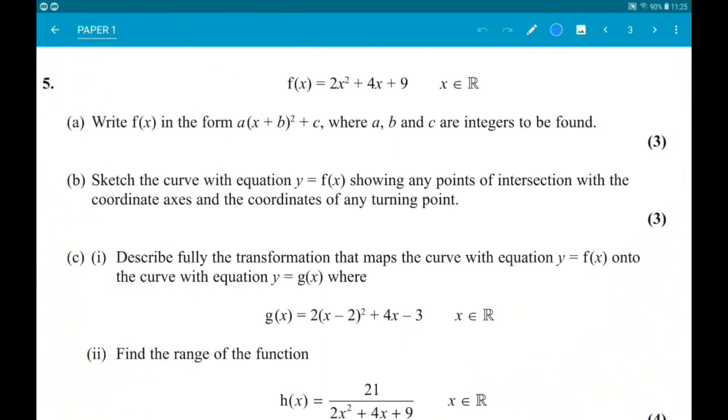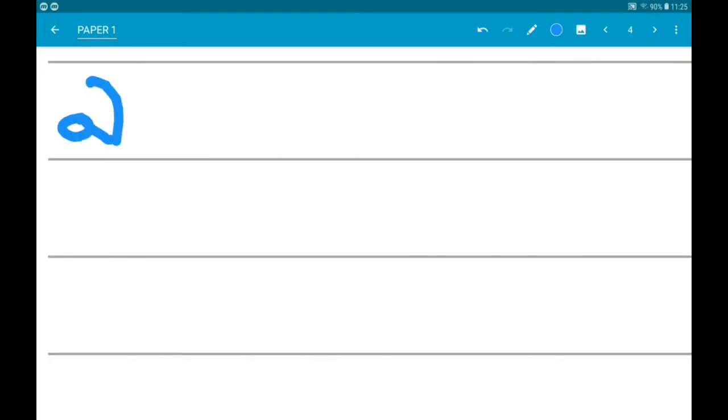A 5, f of x is 2x squared, add 4x, add 9. Write f of x in the form a, lots of x add b squared add c, where a, b and c are integers to be found. So, completed square form. So, 2x squared add 4x add 9.